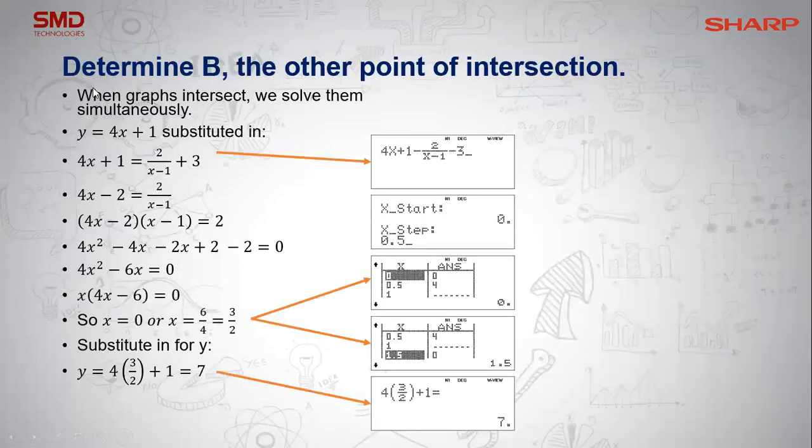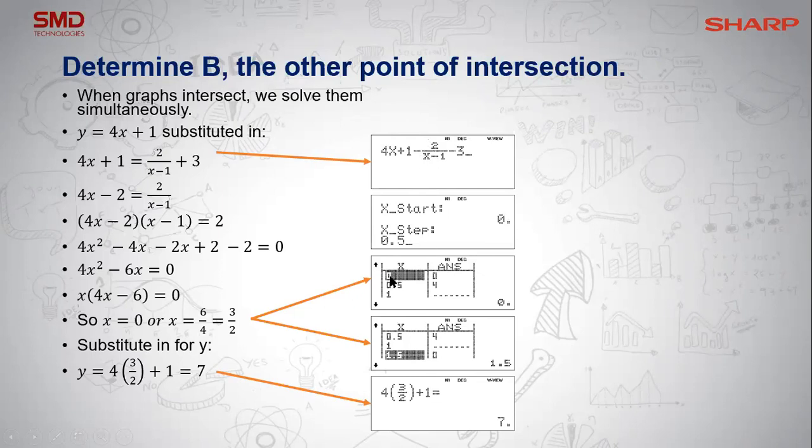So we're going to solve simultaneously. We have y is equal to 4x plus 1, and we have our hyperbola graph over here, and we just put it in. Now, what I did is I actually typed this into the table mode of the calculator. I took everything to the other side, so you can see I've literally just moved this graph to the other side of the table so that it's equal to 0. And now we're looking for the points where x is equal to 0.